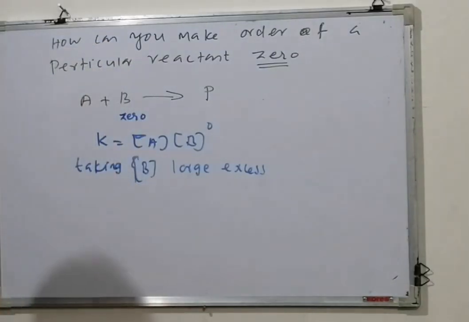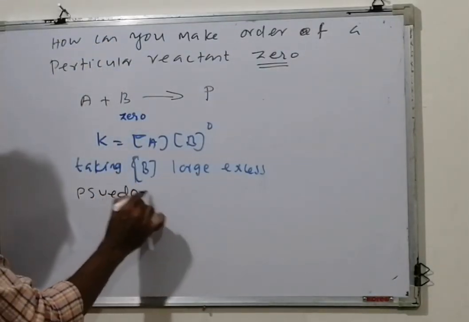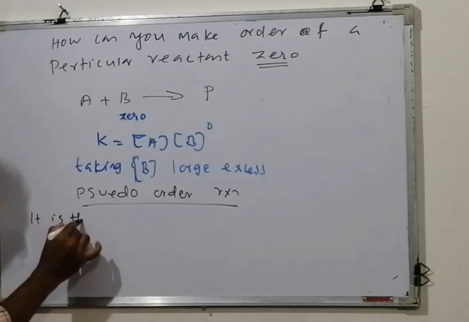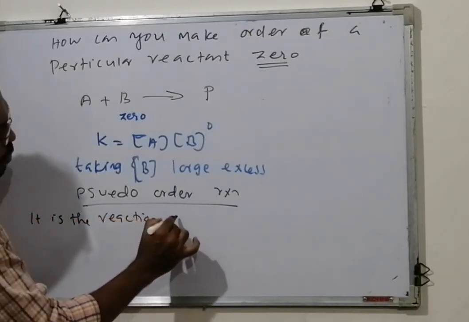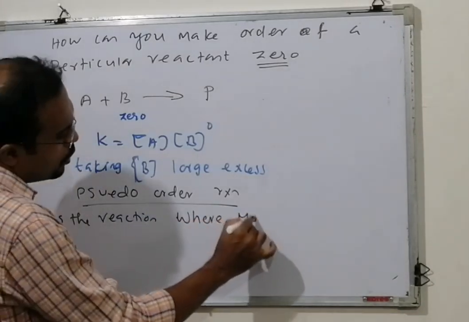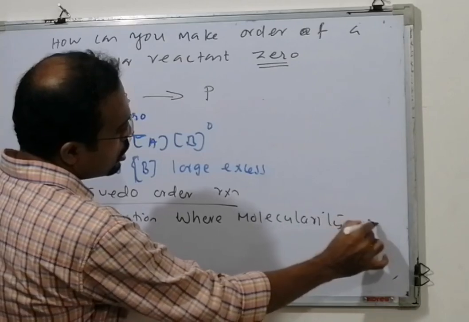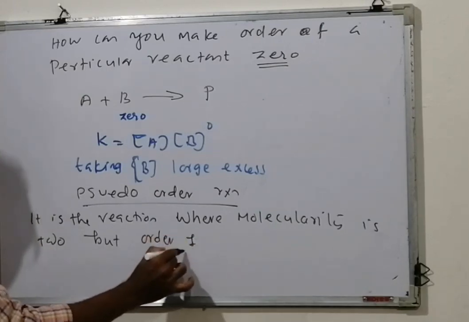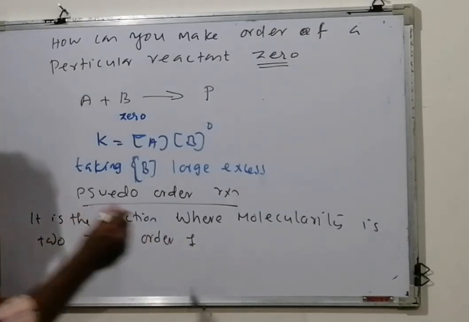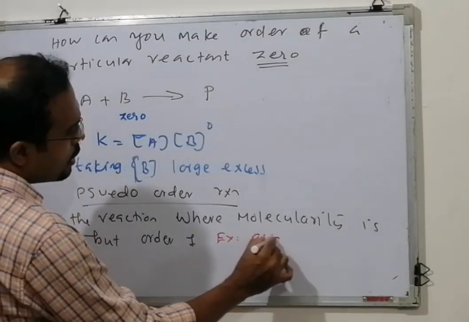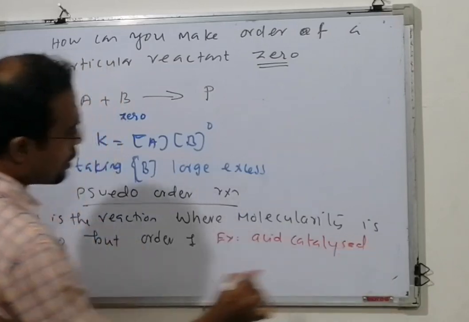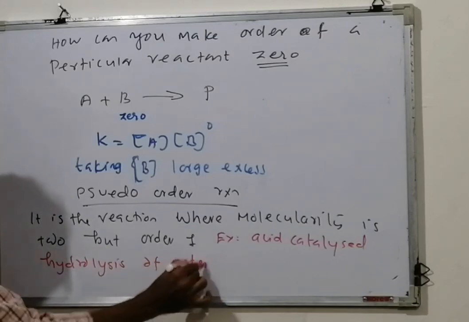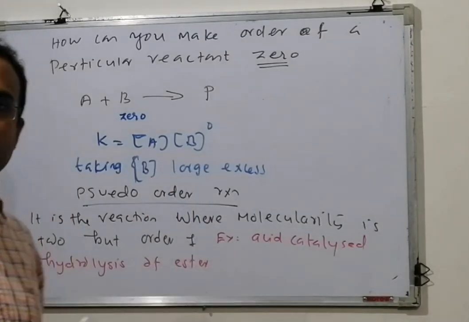There is one beautiful example in that case. That's called pseudo-order reaction. What is a pseudo-order reaction? It is a reaction where molecularity is 2, but order is 1. You know what is that example? The example is acid catalyzed hydrolysis of ester.